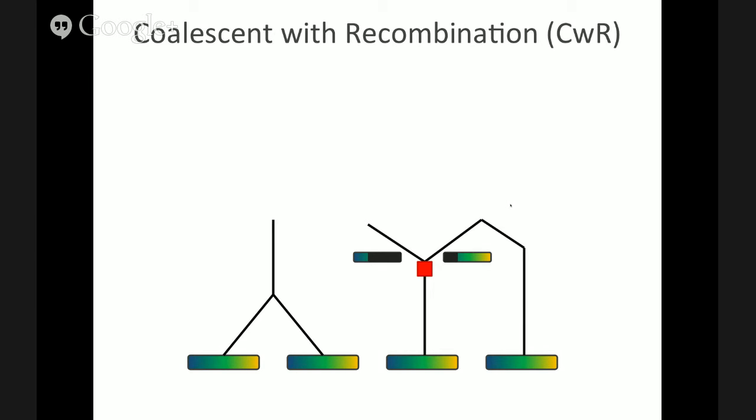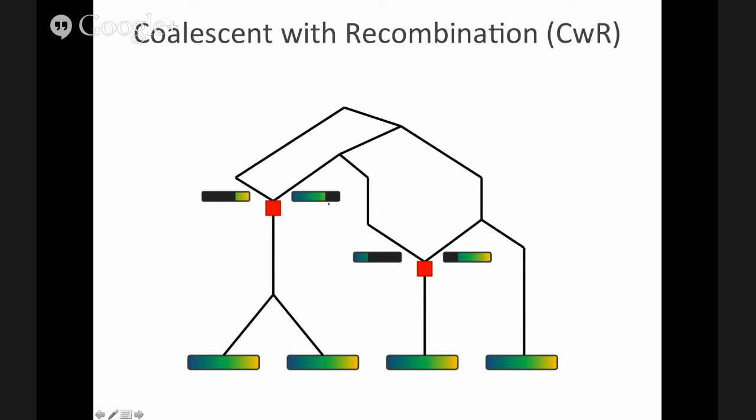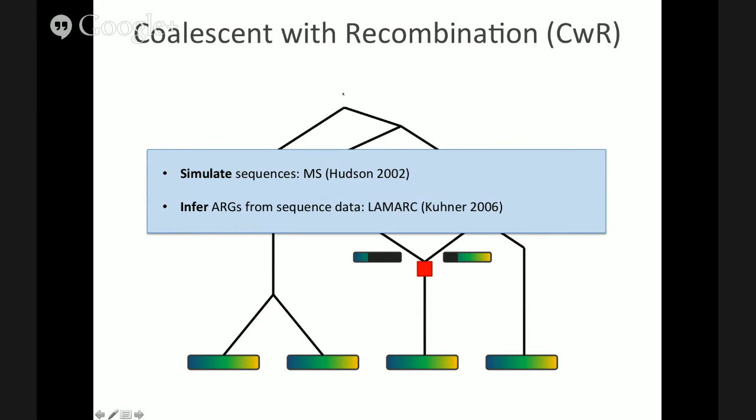If we just continue to go back, lineages will continue to coalesce. Maybe some more recombinations occur, possibly at other parts of the sequence. And eventually, everything coalesces. Okay, so there's software that implements this process that you can simulate. The MS software is very popular. It's used to make fairly realistic sequences.